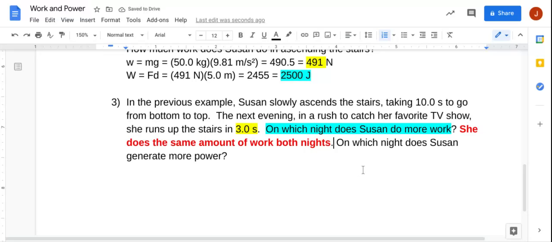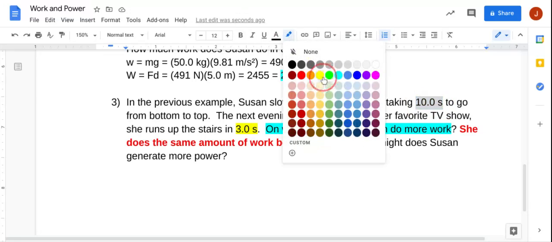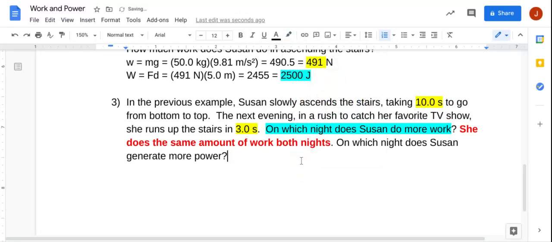On which night does Susan generate more power? Well, that's the question that we have here. So we have 2 nights that we're going to have. So this is a 2-part problem here. We need to use the work from the previous problem. So work equals 2,500 joules. So there's my one given. My other given is the 3 seconds and the 10 seconds, and they're going to be separate.